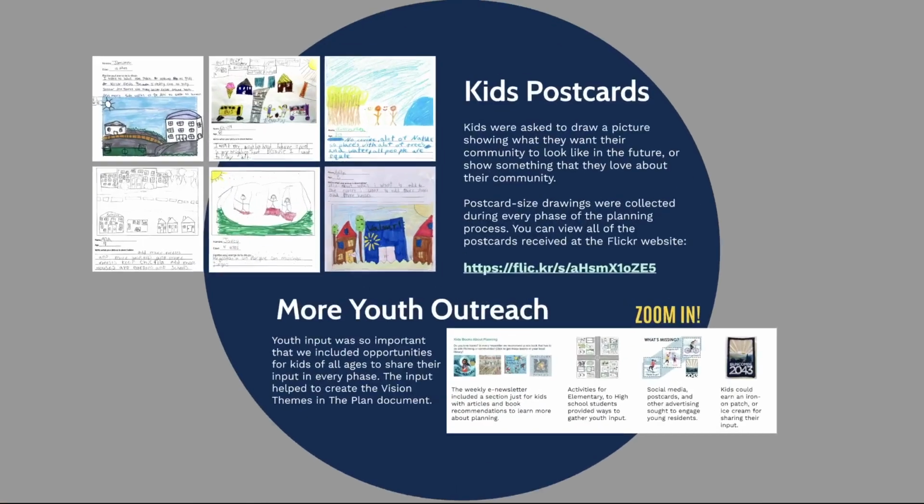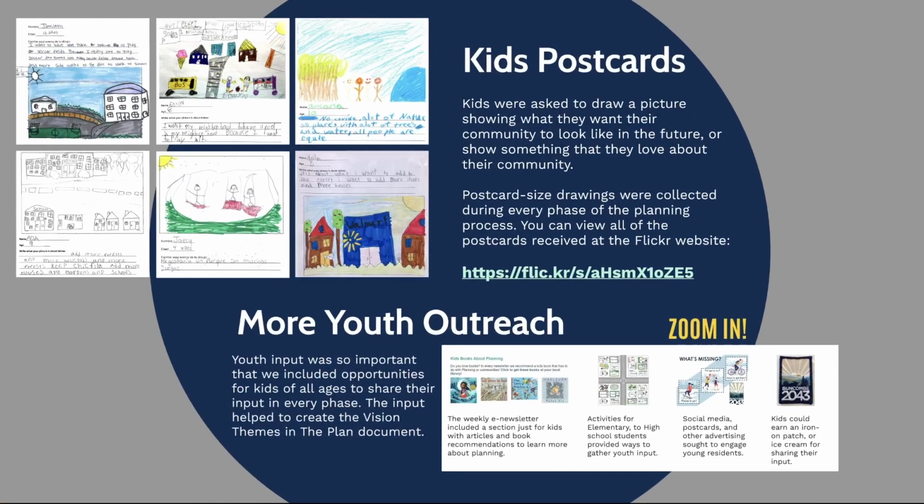Station 7, Kids' Seat at the Table. Kids were asked to draw a picture showing what they wanted their community to look like in the future, or show something that they love about their community. Postcard-sized drawings were collected during every phase of the planning process. This station shows several examples of the drawings.